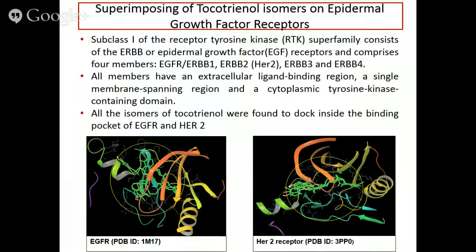All members have an extracellular ligand binding region, a single membrane spanning region, and a cytoplasmic tyrosine kinase containing domain. This is the one we are targeting with the tocotrienol. All the tocotrienol isomers, as I said before, were found to dock at the same pocket on both receptors.